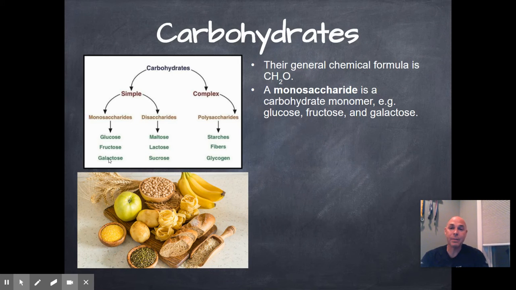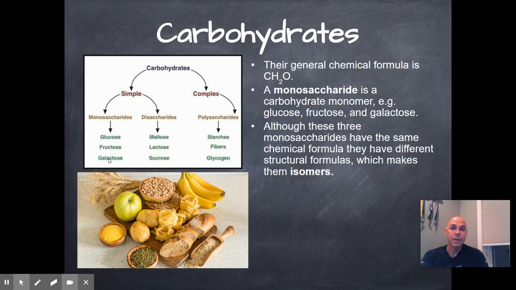So they have the same chemical formula, C6H12O6. However, they're put together slightly differently, which makes them isomers of each other. But glucose, fructose, and galactose are the building blocks of what can be larger sugars or larger saccharides, starting with disaccharides. So a disaccharide is when two monosaccharides are joined together.